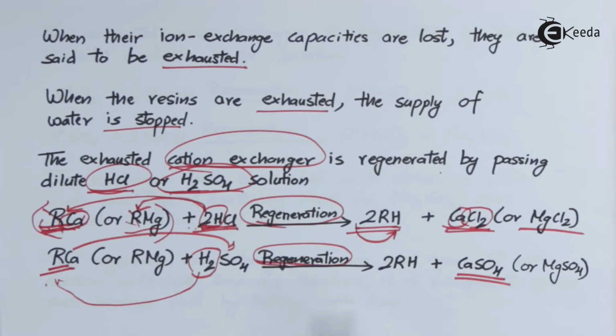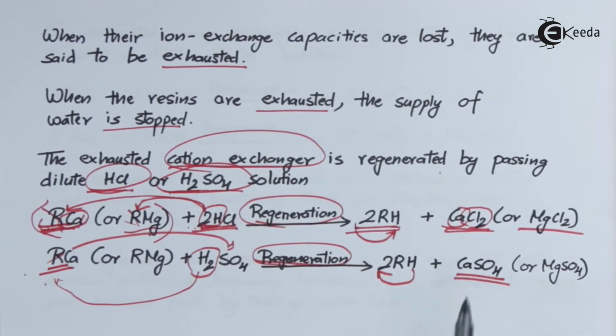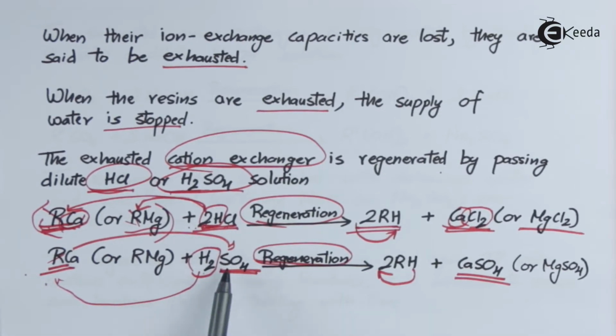For the balancing of it, we won't consider the R. We have 2 hydrogens on the reactant side, 2 hydrogens on the product side as well. I have 1 Ca on the reactant side, 1 Ca on the product side. After both of these hydrogens get attached to the R, what remains over here is just SO4. So this SO4 goes and gets attached to this Ca, forming CaSO4.